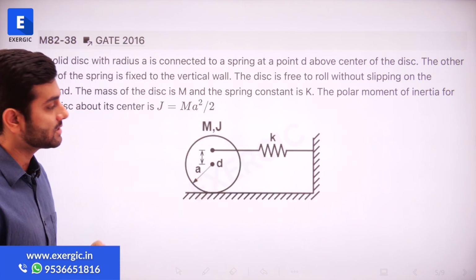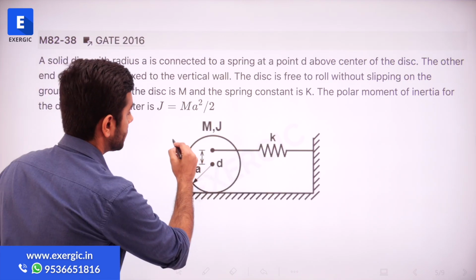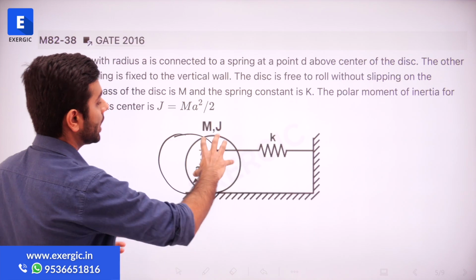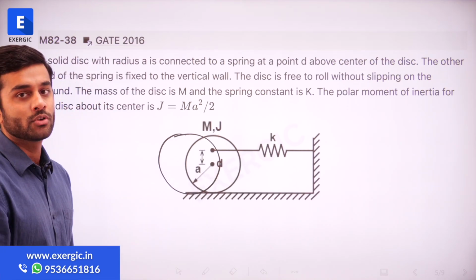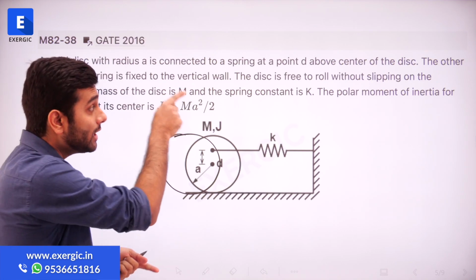You have been given such a system, a spring is attached. What will you do? Will you consider the sliding? Will you say that no, now I am going to slide it? Or would you consider the rolling? Or would you consider both? You need to read the question for that.